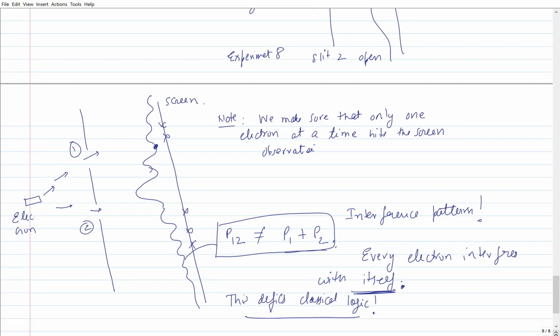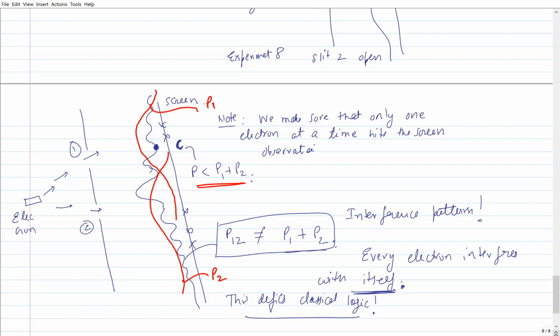Why do I say so? Look at this point C on the screen. At the point C, I have a probability P which is less than P1 plus P2. Let me again draw P1 and P2. Let's say I had some sort of a P1, I had some sort of a P2. So this was P2, this was P1. And at a point C, I had a probability which was less than P1 plus P2.